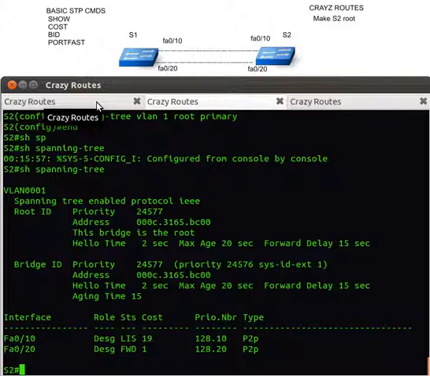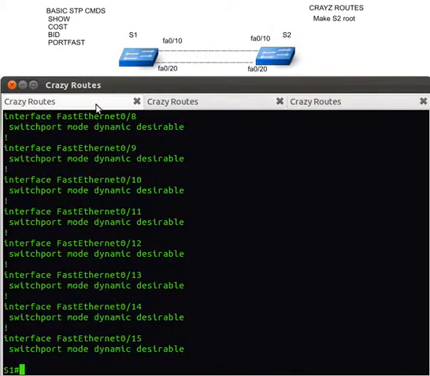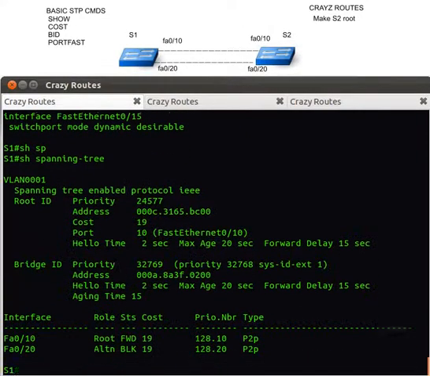Let's go to switch 1. Do the show spanning tree. And the root ID would be switch 2. See the priority of bridge 1 now, switch 1. As you see down here, the root port and the alternate blocking port of 20.